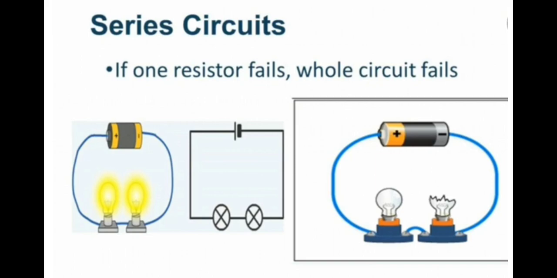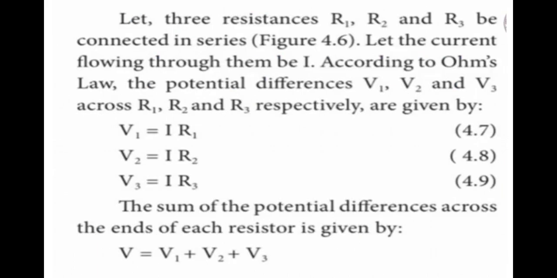Now let's derive the formula for resistance in series. Let three resistances R1, R2 and R3 be connected in series. So how many resistors are connected? Three resistors. Let the first resistor be R1, the second resistor R2 and the third resistor R3. Let the current flowing through them be I. We already know current is I, flowing through a conductor.